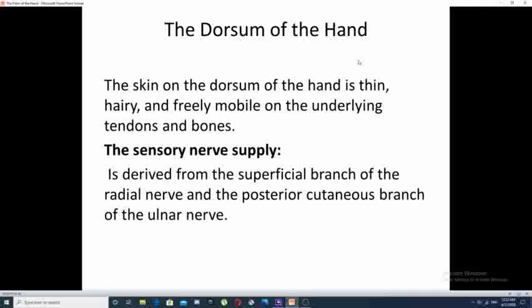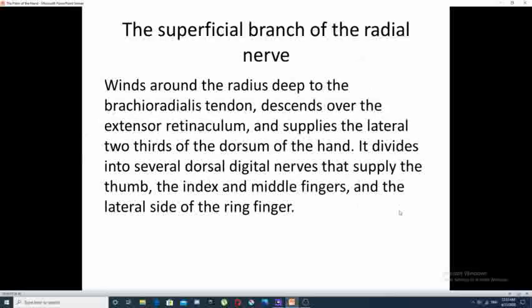The nerve supply to this skin comes from two nerves. One is the radial nerve, the other is the ulnar nerve. Superficial branch of the radial nerve runs around the radius deep to the muscle brachioradialis and descends over the extensor retinaculum. It is responsible for supplying the skin on the lateral two-thirds of the dorsum of the hand and the skin over the lateral 3.5 fingers.